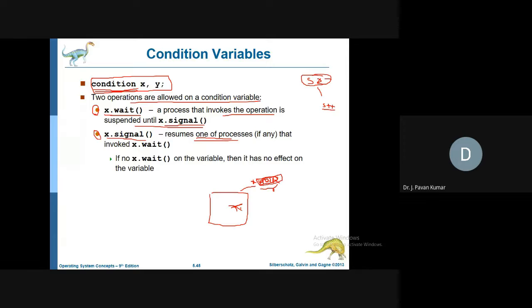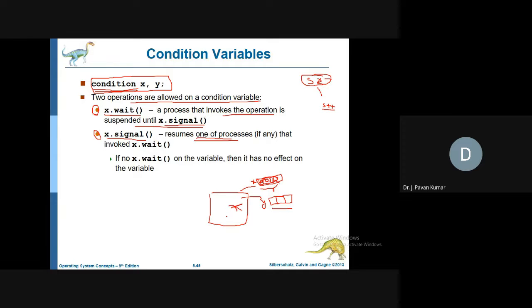Next, signal operation in a semaphore will increment the semaphore value, whereas in a monitor, signal operation will resume one of the processes which were suspended earlier on this particular condition. X dot signal means only a corresponding process can become active. Suppose there exist two conditions, x and y. Conditions are nothing but a type of variable. X is one condition, y is another condition. So y dot signal means out of the processes waiting in this queue, one of the processes will be resumed. That is the operation of signal.